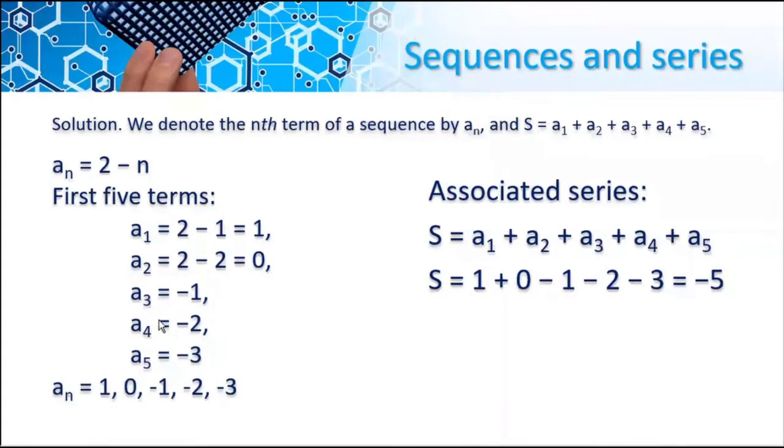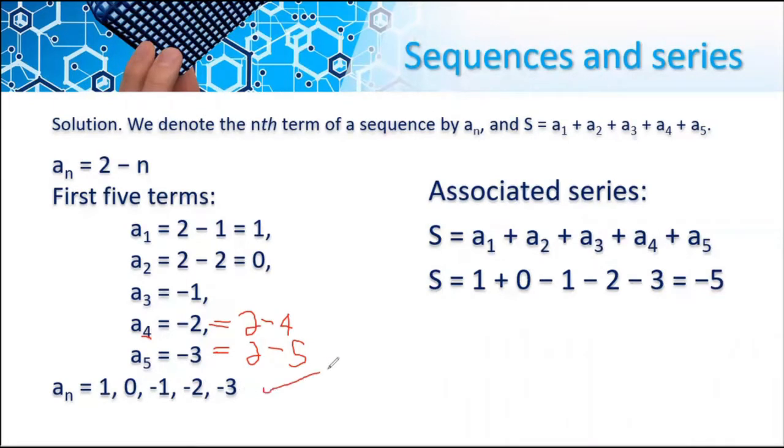Fourth term, 2 minus 4. Fourth term na, di ba? Yun yung mga ginagamit natin, yung kanyang sub-number. So, kaya negative 2, di ba? Yan ay 2 minus 4. And the fifth term, and that is 2 minus 5. So, kaya merong negative 3. So, ano-ano yung mga sequence ng ating given sets? We have 1, 0, negative 1, negative 2, and negative 3.